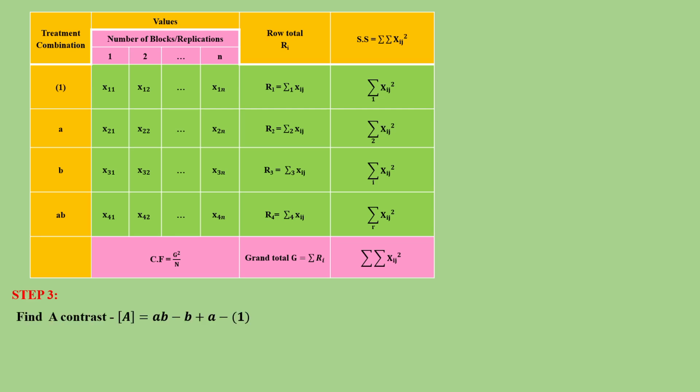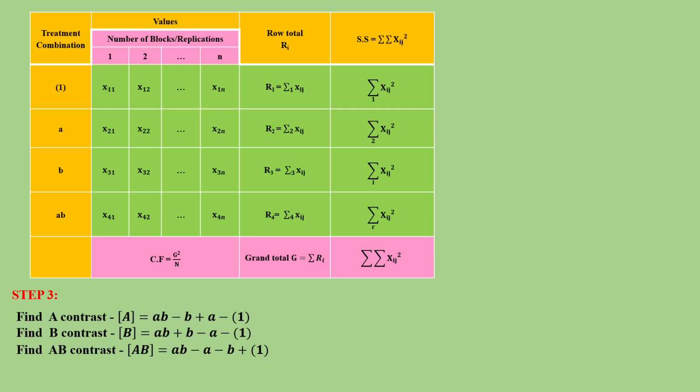Step 3, find the A contrast. That means within the square bracket [A], that is the notation. The formula is ab minus b plus a minus (1) in brackets. Next, the B contrast, that is within square bracket [B], that is equal to ab plus b minus a minus (1) in bracket. So these are all the notations. The values are taken from the above table.